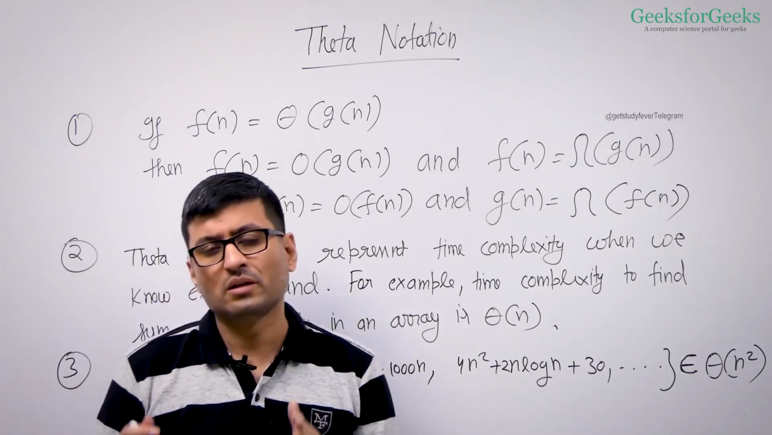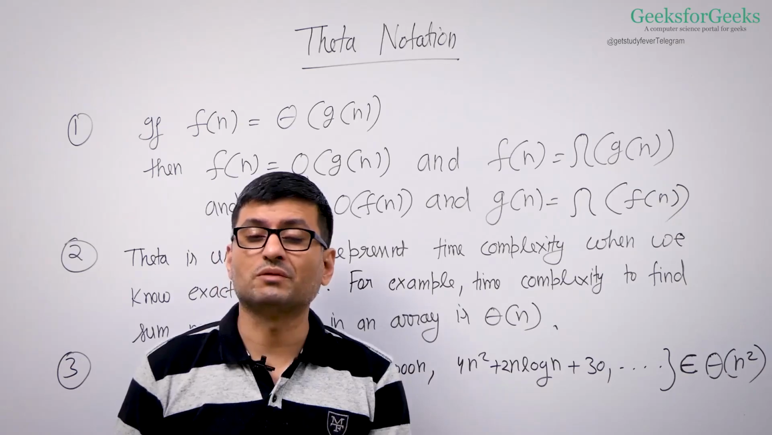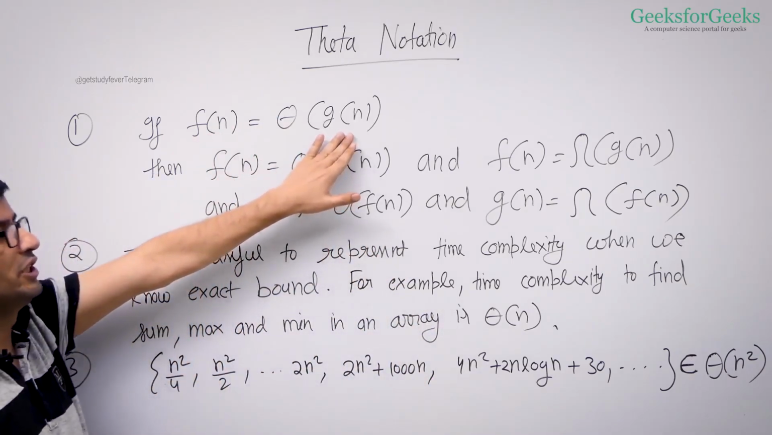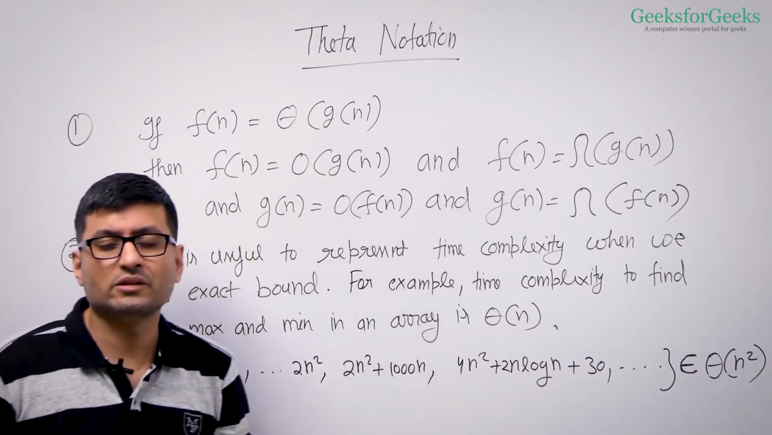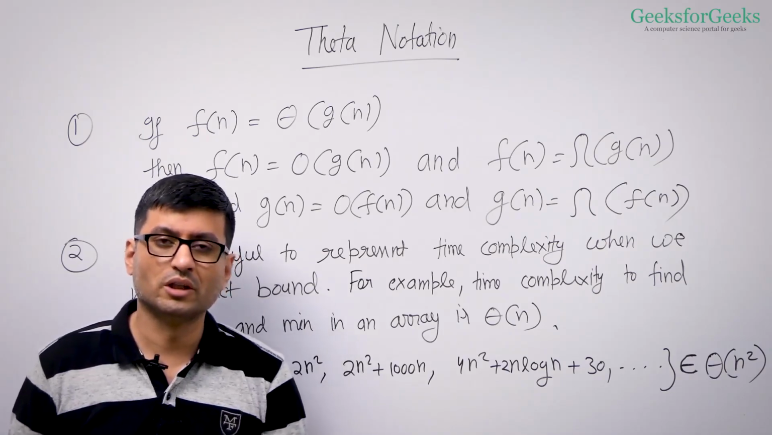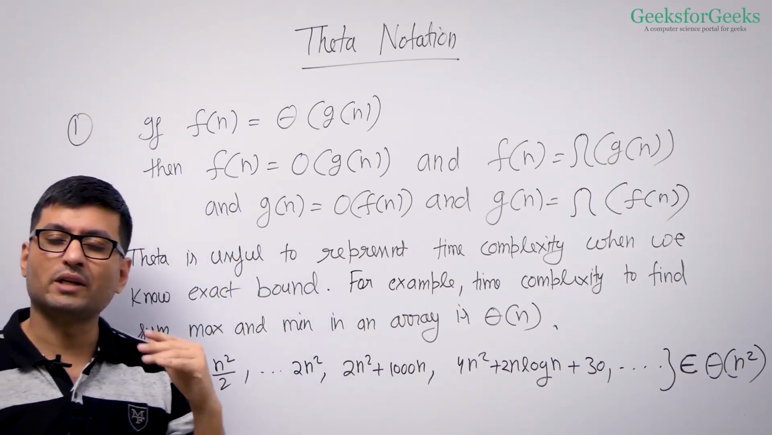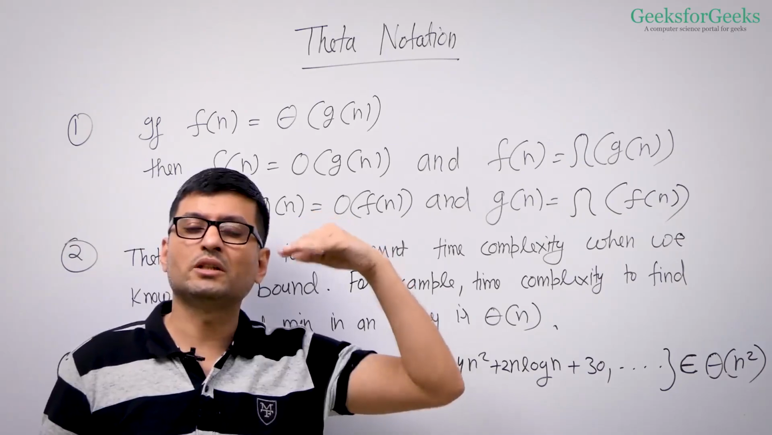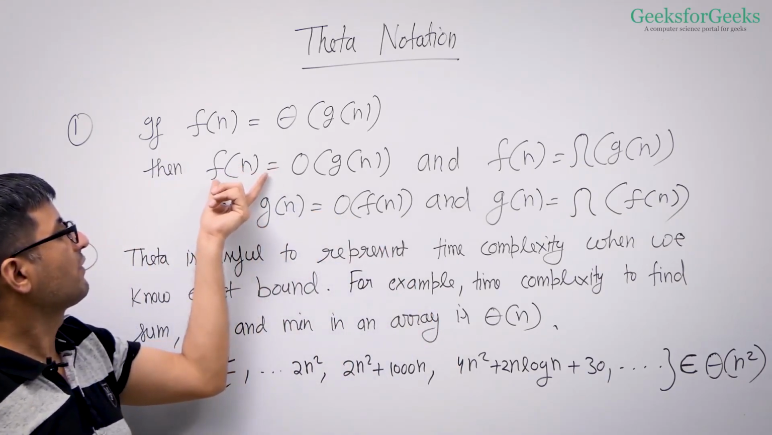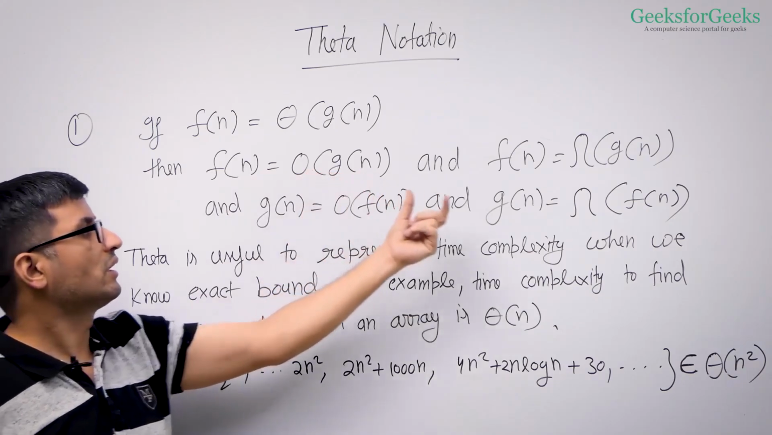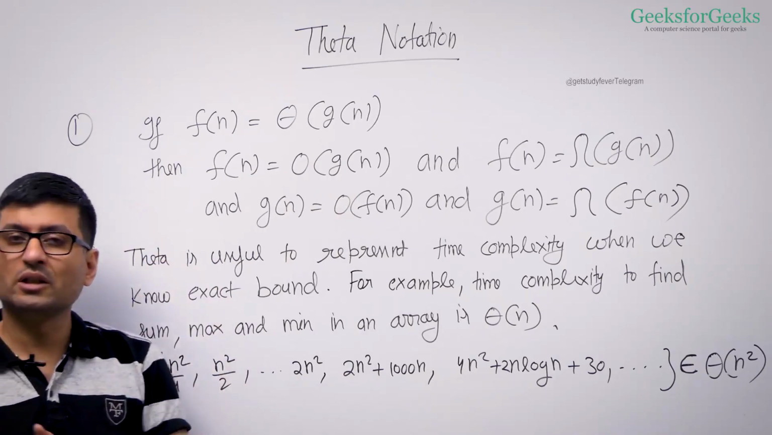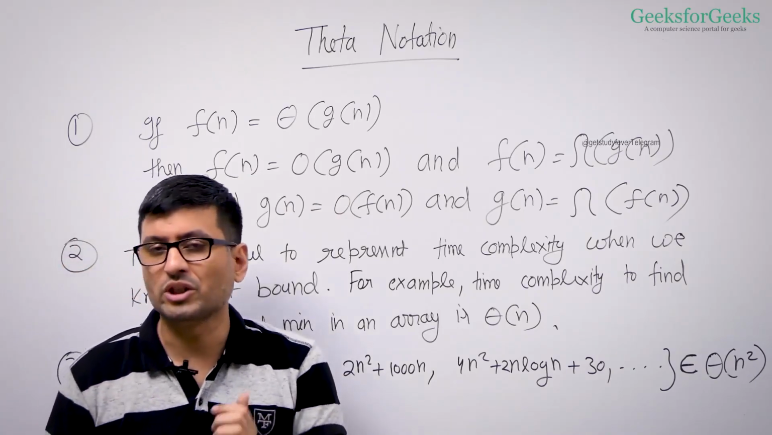Please remember, theta notation bounds a function from both sides. So if f(n) is equal to theta of g(n), it means f(n) and g(n) both have the same order of growth, because g(n) can bound f(n) from the upper side and also from the lower side. What it means is f(n) is also equal to big O of g(n), and f(n) is also equal to big omega of g(n), because big O also means less than or equal to. So equal to is covered.